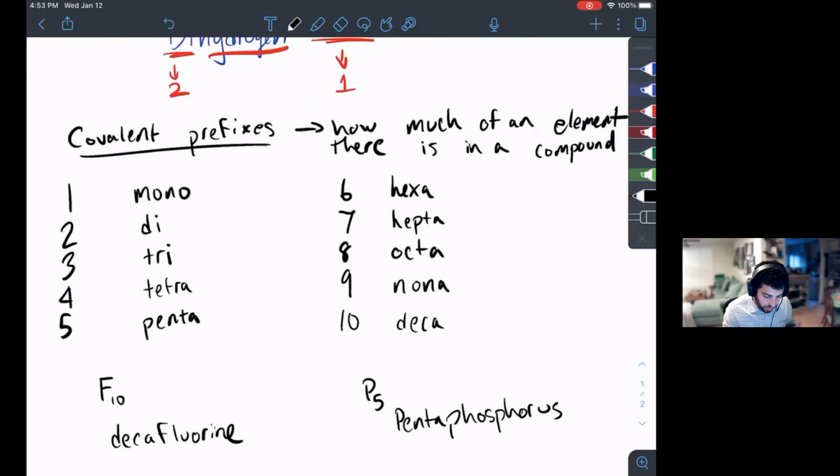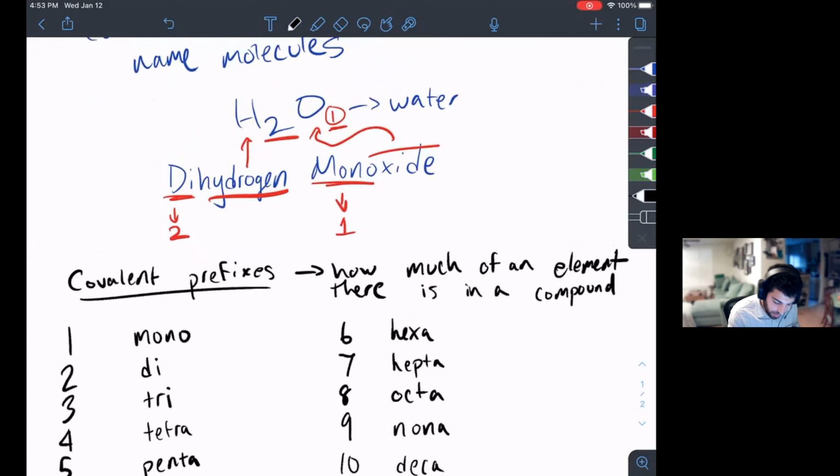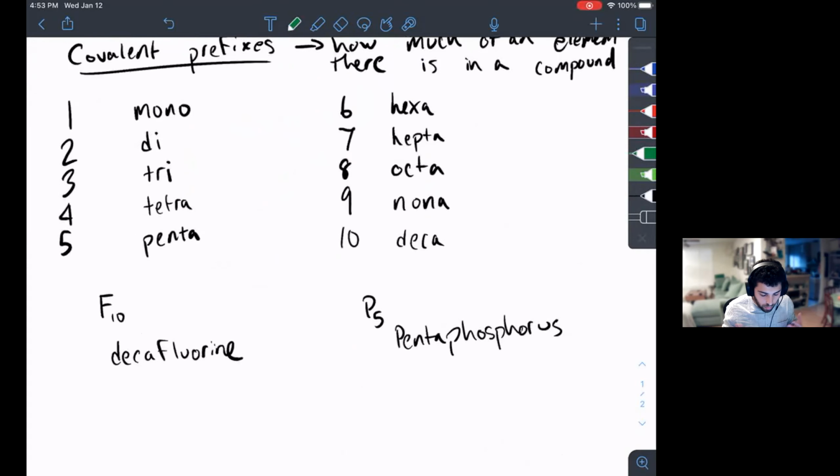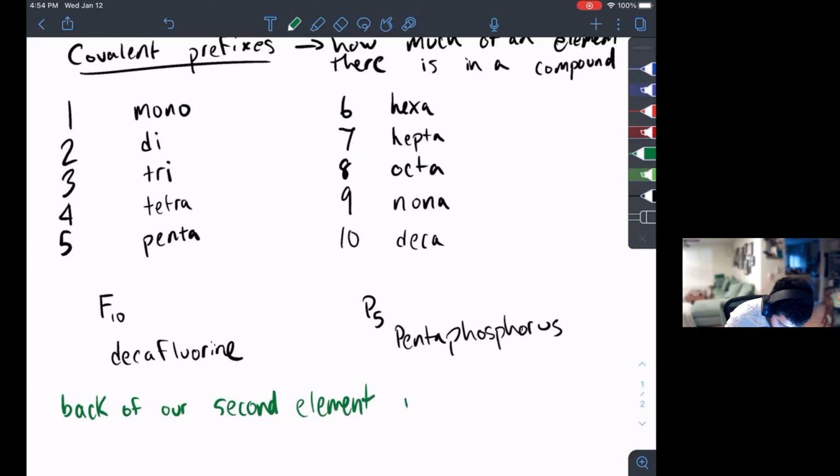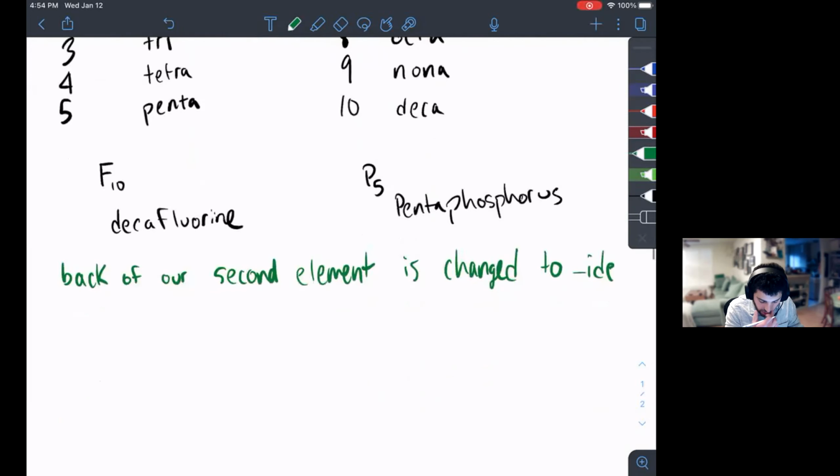Now, you might have a couple questions. If we look back at dihydrogen monoxide, this is monoxide, not monoxygen. So what happened? Why did oxygen turn into ide? Well, when we name the back half, the back of our second element is changed to ide.